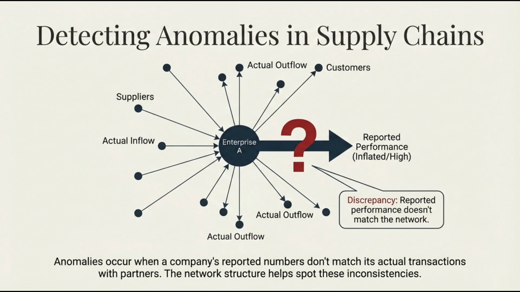Instead of checking reports one line at a time, network analysis compares claimed outcomes with the economic footprint implied by counterparties and flows. If a firm says it is doing extraordinary business, but the surrounding supply network looks too weak or too sparse to support that claim, that discrepancy may signal manipulation or misreporting. So the network becomes a tool for validation. It helps us ask whether the story told by the data is structurally plausible.